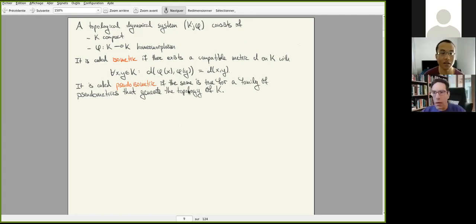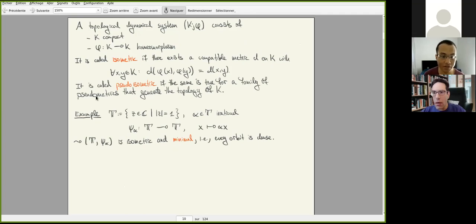Okay. And the standard example is, of course, the irrational rotation, which we will see quite a lot in this talk. So we have an alpha in T, the one-dimensional torus, the circle, irrational, which is fixed throughout the talk, and then we rotate. And the system is isometric, and it's also minimal, which means that every orbit is dense.